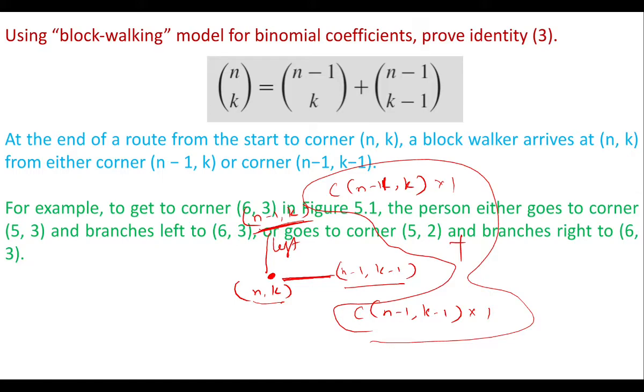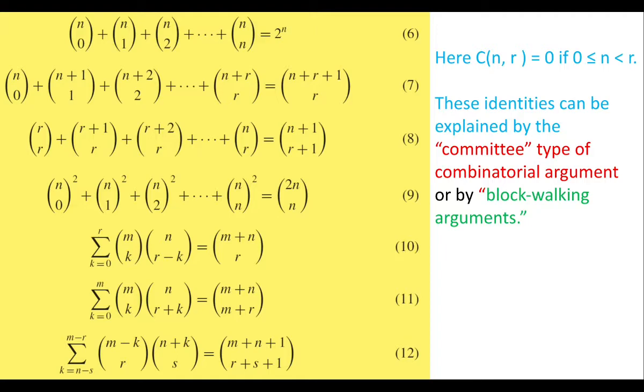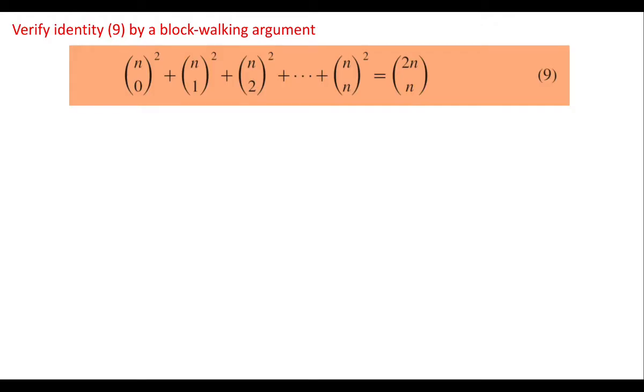Yes, so let's see one more problem. There is a list of identities given in the book, so you can either remember them, and for many of them we will also see the proof either using the committee selection model or through the block walking model. So using the block walking argument, prove the following identity.